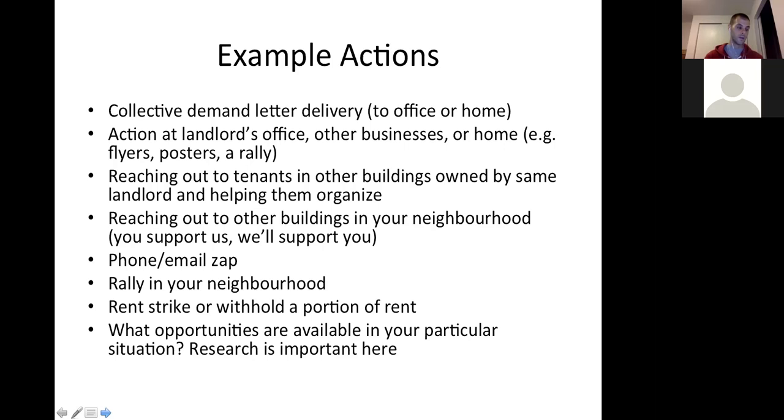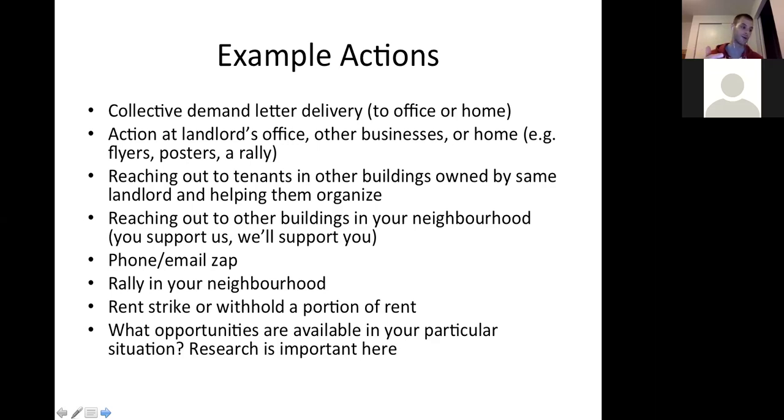Typically we're going to want our actions to escalate. We're going to want to give the landlord a chance, even if we're organizing. We're going to want to be firm. But depending on the situation, it might not make sense to immediately go on rent strike. It's up to you. If that's something you and your neighbors want to do, then go for it. But sometimes it might be good, within reason, to start by putting your landlord on notice, delivering a demand letter, whether to the office or their home, depending on what you think is warranted. And then maybe go from there.